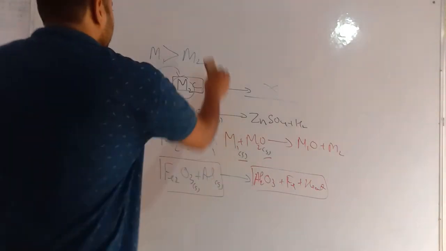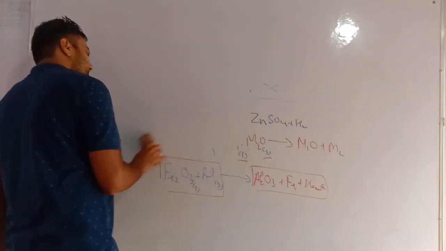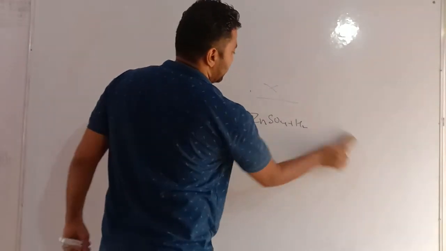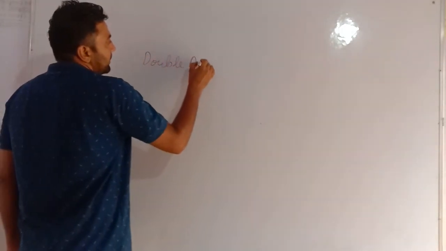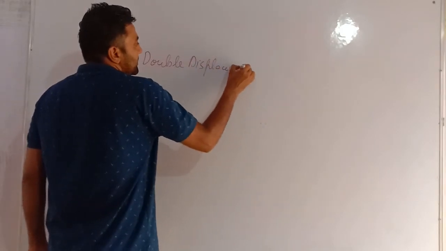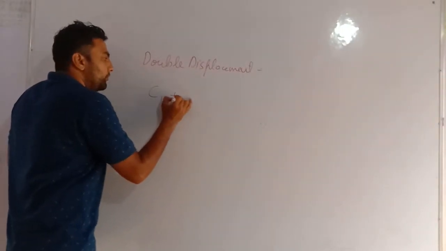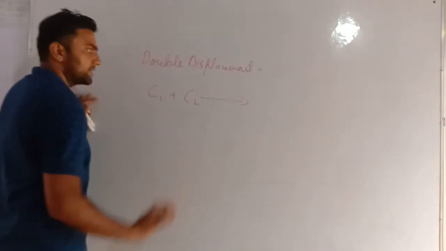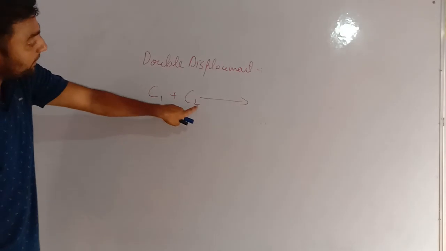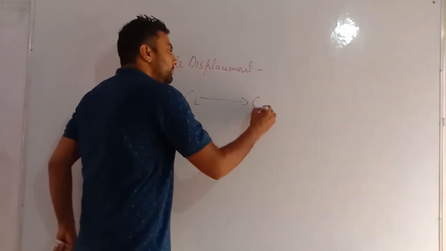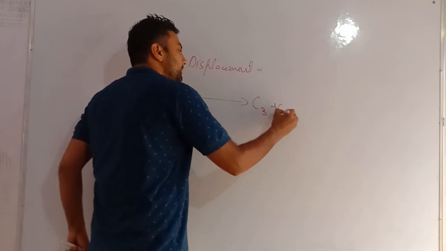Now double displacement reaction. In single displacement reaction, a single element takes the place of another element. Now we will see double displacement reactions. What happens is that any compound 1 plus any compound 2 reacts. An element of this will take the place of this, and one element of this will come into this, and we get two new compounds, that is C3 plus C4.